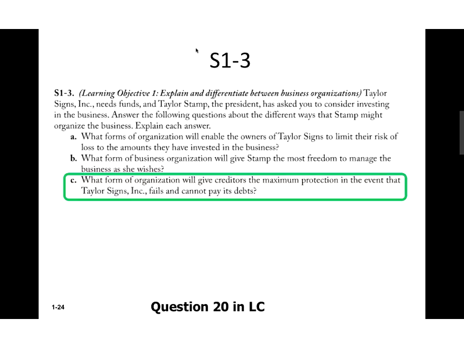Again, so this question, right now I'm looking and 90% of you have this wrong. Okay, so it's pretty safe to say we need to adjust our thinking here. We're looking for the maximum protection for the creditors. We are not looking for what protects the owner. We're looking for the creditors, the people who have loaned money to the business. As a creditor, what's going to give you the most protection? Meaning, where's the deepest pocket?